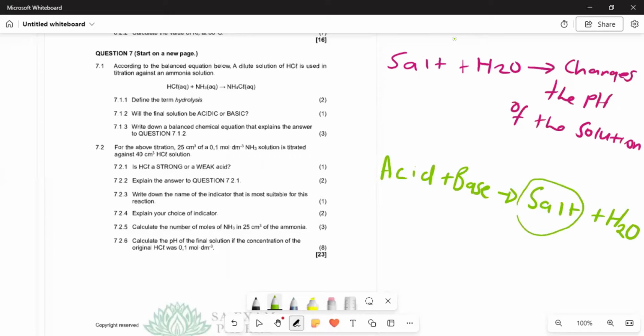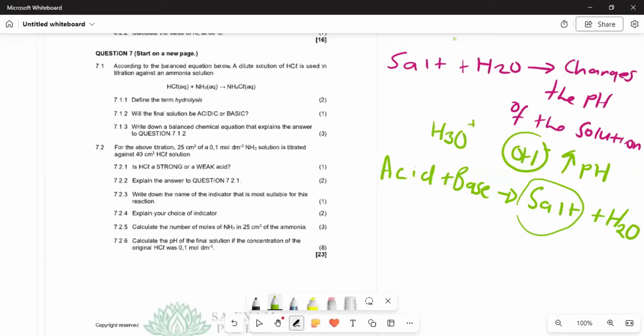Now, during hydrolysis, either H3O+ ions are going to be formed, which means the pH of the solution would reduce, because these ions make your solution more acidic. Or OH- ions are going to be formed, which increase your pH. So when hydrolysis occurs as a result of this salt reacting with water, either H3O+ ions or OH- ions are formed, and these ions would change the pH of the solution.